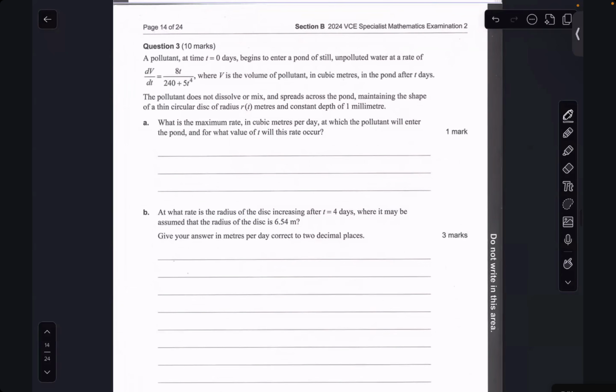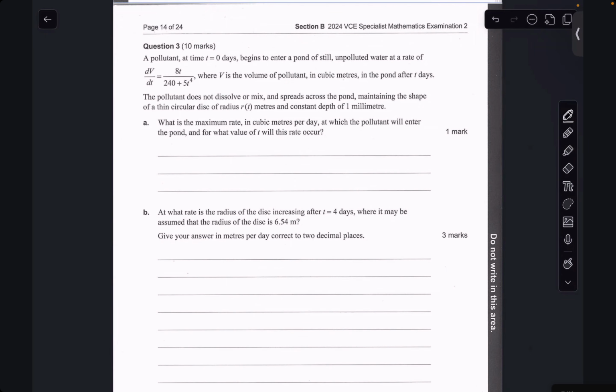A pollutant at time t is equal to 0 days begins to enter a pond of still unpolluted water at a rate of that, where V is the volume of pollutant in cubic meters in the pond after t days. The pollutant does not dissolve or mix and spreads across the pond, maintaining the shape of a thin circular disc of radius r of t meters and a constant depth of 1 millimeter. What is the maximum rate in cubic meters per day at which the pollutant will enter the pond, and for what value of t will this rate occur?